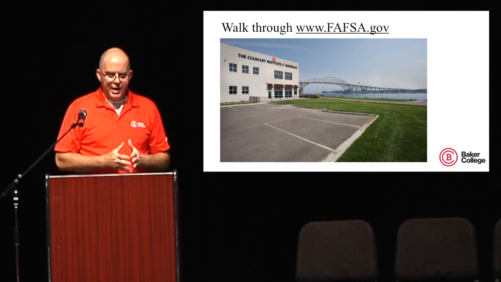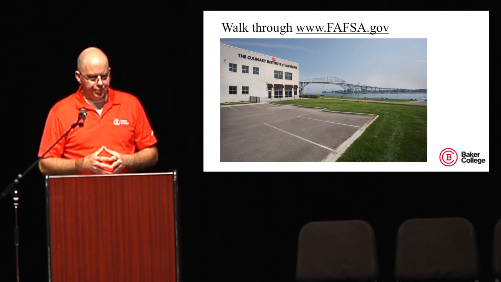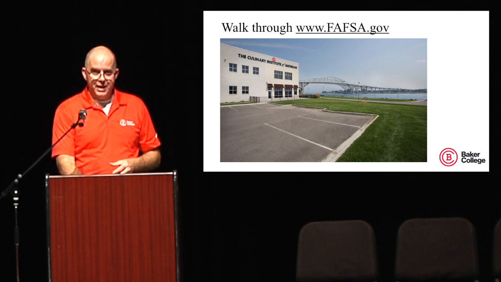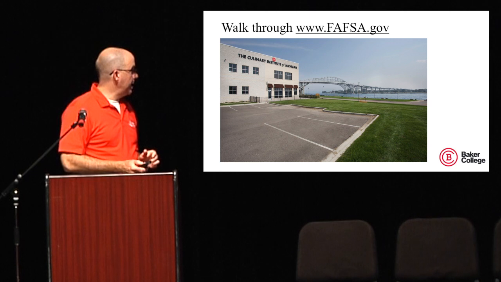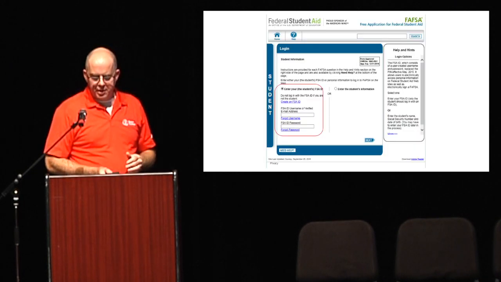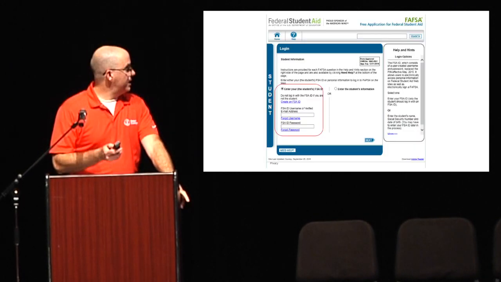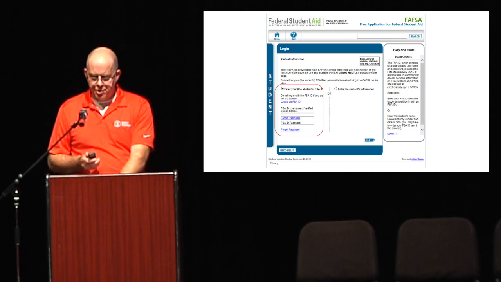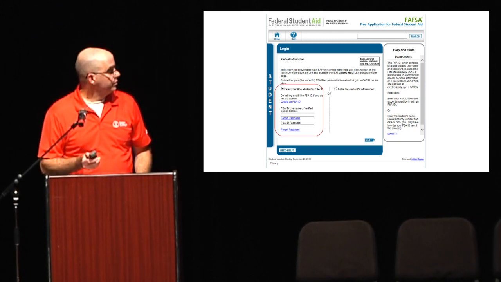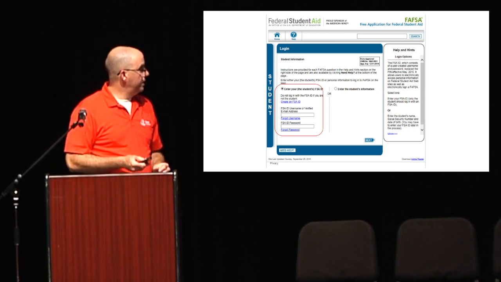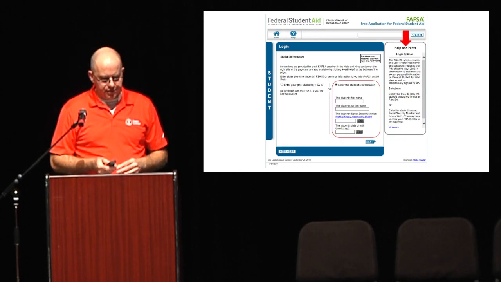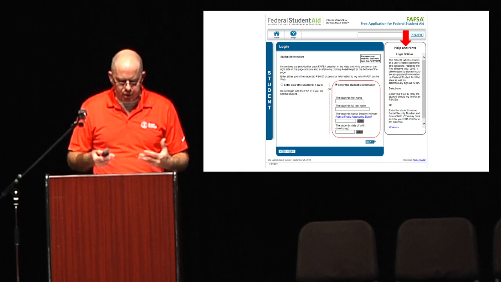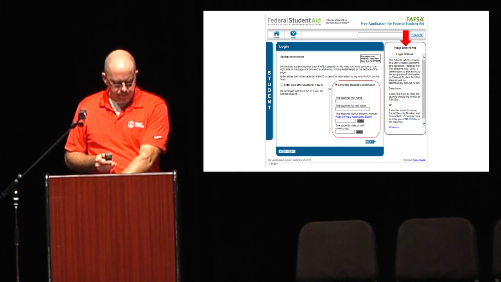We're going to begin by accessing the FAFSA website, which is www.fafsa.gov. Once we go to that website, this screen is going to come up. We can either enter the student's FSA ID and password, or we can enter the student's first name, last name, social security number, and date of birth. If the student already has an FSA ID, go ahead and enter the FSA ID and password.